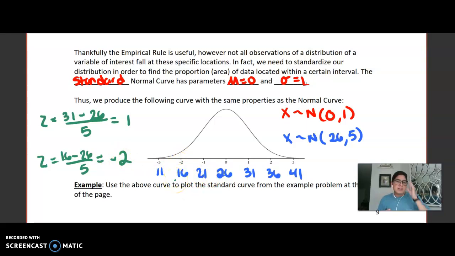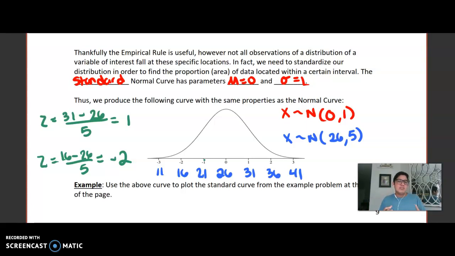So this is how we read it. Blue is specific information about the distribution. The red, or the standard curve, is the location from the mean, meaning that a wait time of 31 minutes falls 1 standard deviation above the mean. A wait time of 16 minutes falls 2 standard deviations below the mean. So I have my actual observation, and then the standard normal curve allows me to say how far away from the mean we are. Are we above the mean? Are we below the mean?